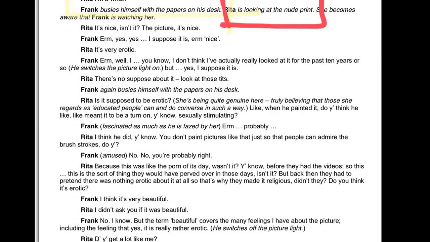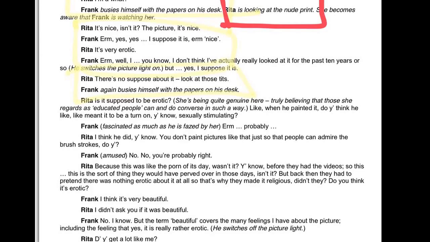What's interesting here is that Rita is able to make Frank uncomfortable, and we can look at his discomfort in itself. She draws his attention to this nude image that he hasn't even looked at in years, and there's an obvious discomfort on his part. And again, we're reminded of the class difference, where Rita makes the point that, yep, it is meant to be there. It is meant to be erotic. And again, we can see Frank being quite uncomfortable.